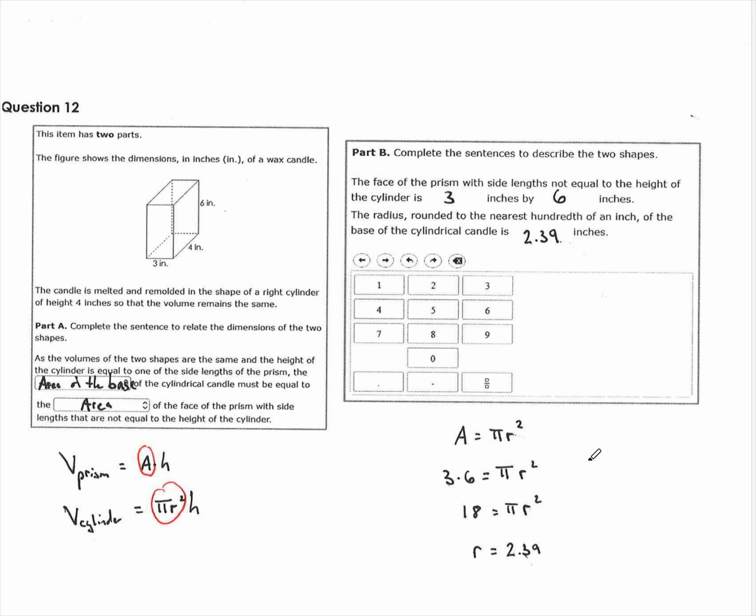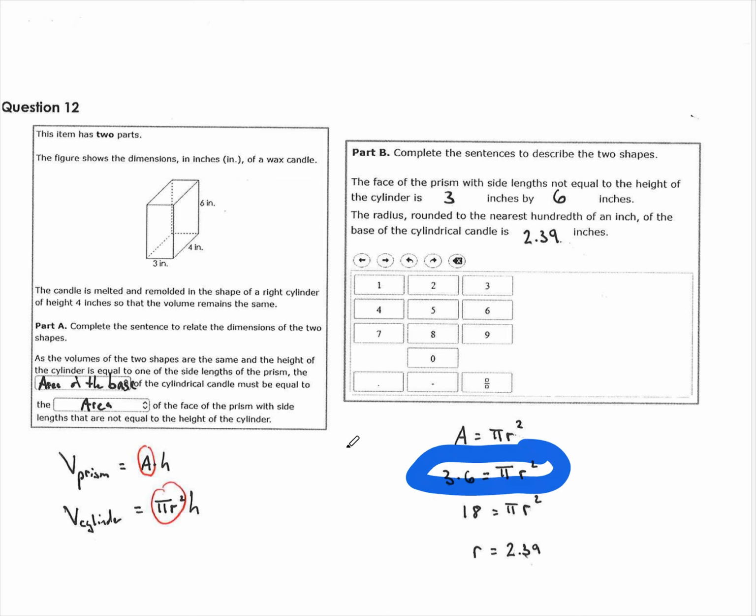And so really what I just did is I set those equal to each other. For these volumes to be equal, I need the area of the base to equal the area of the base of the cylinder, which is pi r squared. So I set A equal to pi r squared. The area of the base is 3 times 6. So then I just set 18 equal to pi r squared. And algebraically, to solve this, I just divided by pi and hit enter. And then I took a square root and got 2.39. You actually could put this into Desmos too if you wanted to. Desmos can handle that.